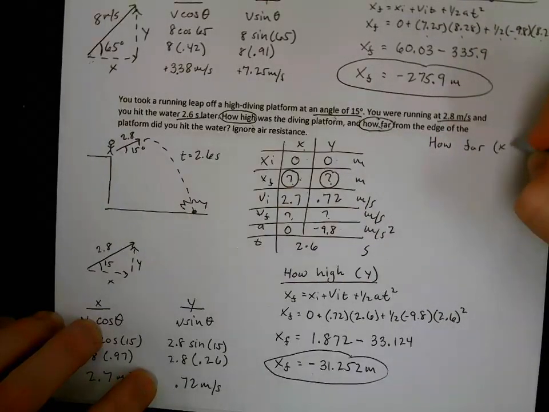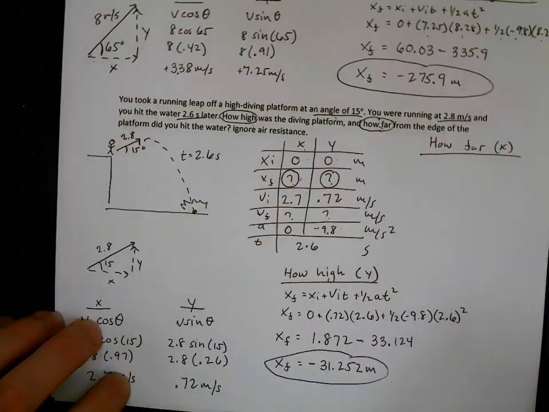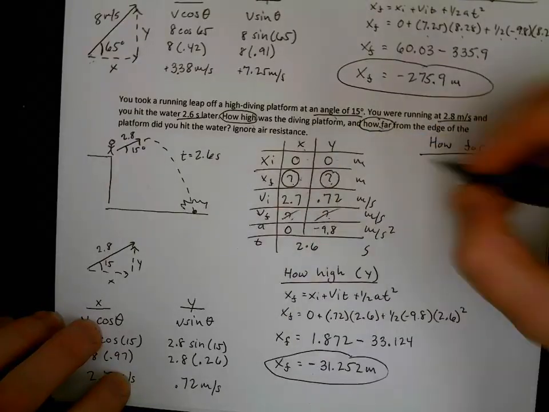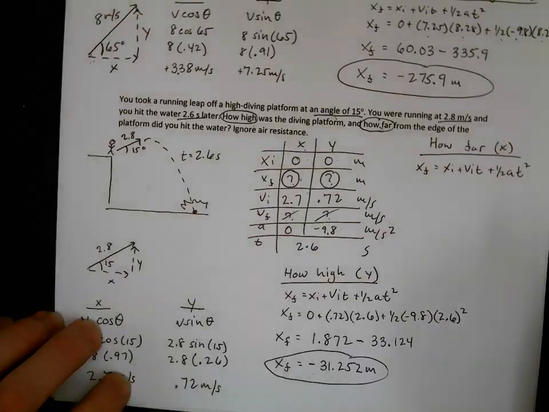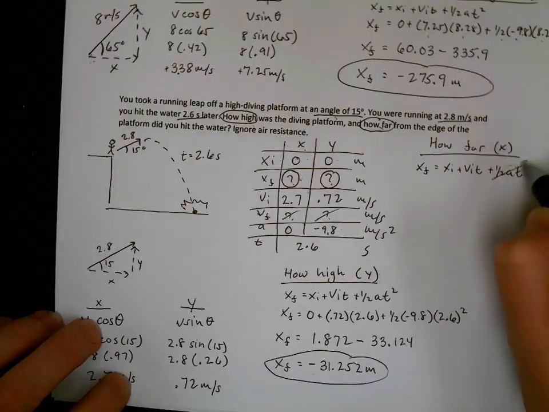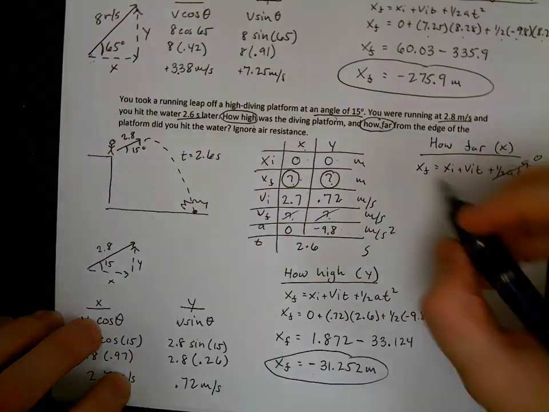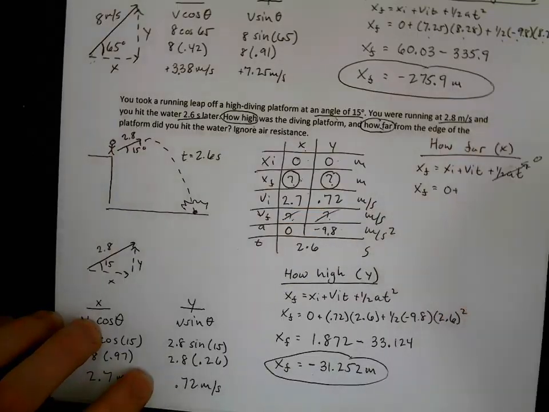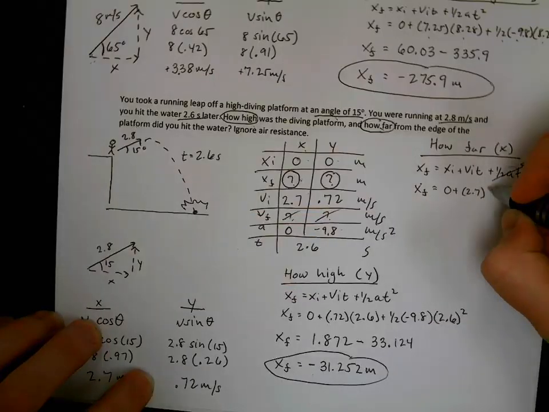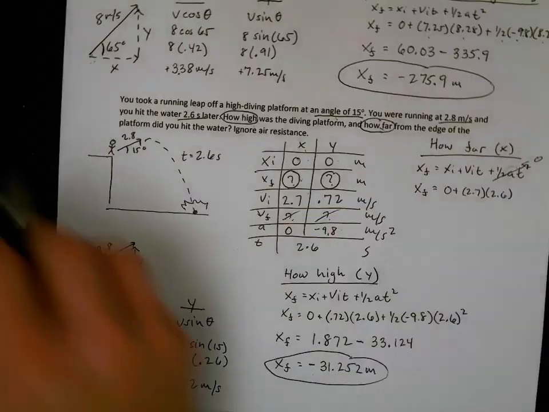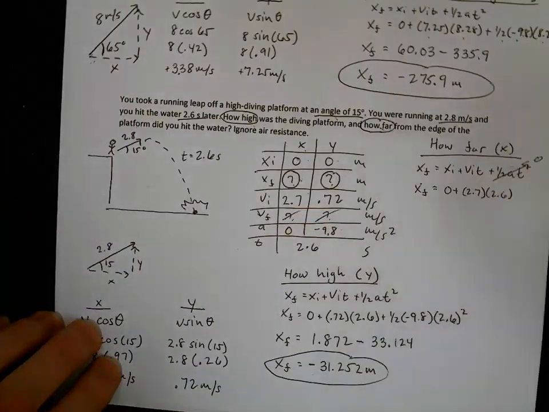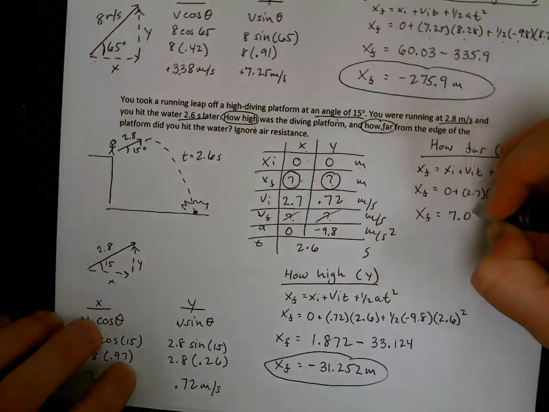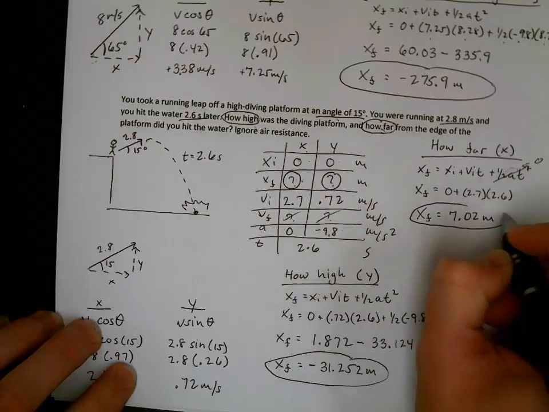Go up here just because I need a little bit more space. We're going to use the X direction to do that. Again, we don't have final velocity, so we're going to use XF equals XI plus VIT plus 1/2 AT squared. At this point, we should be comfortable with the fact that this whole part, when we're using the X direction, just goes to 0, so I'm going to ignore it so I don't have to keep writing it over again. XF is going to equal 0 plus the initial velocity, 2.7, times the time, 2.6. 2.7 times 2.6 will give us, oh, I just added them. 7.02, sorry, meters for how far we end up from the platform.